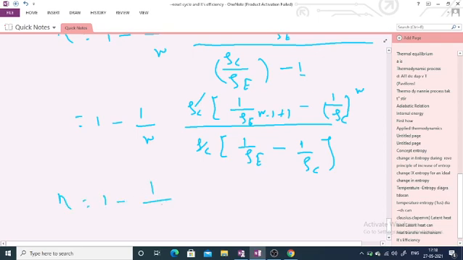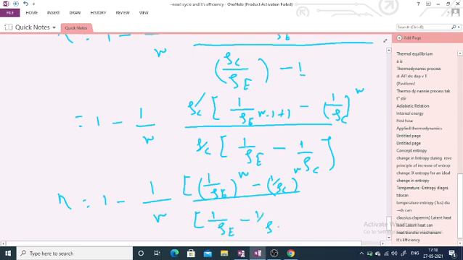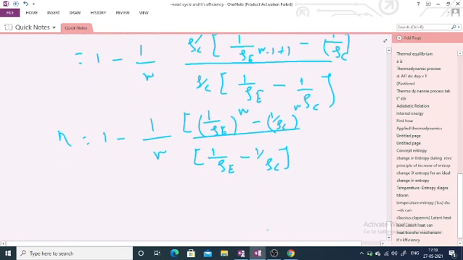And that is your last equation of the efficiency of your diesel engine. So we will get 1 upon rho E raised to gamma minus 1 upon rho C raised to gamma, divided by 1 upon rho E minus 1 upon rho C. So this is your last equation, and the efficiency of your diesel engine depends upon the expansion and compression ratio of your working substance.